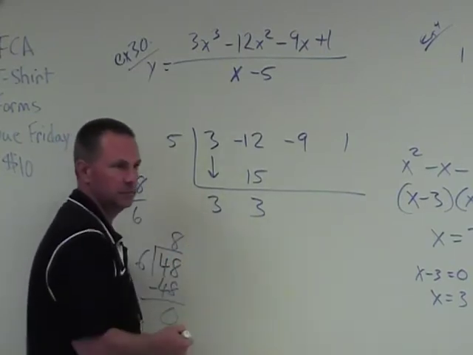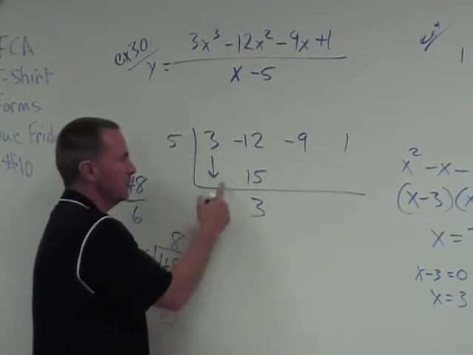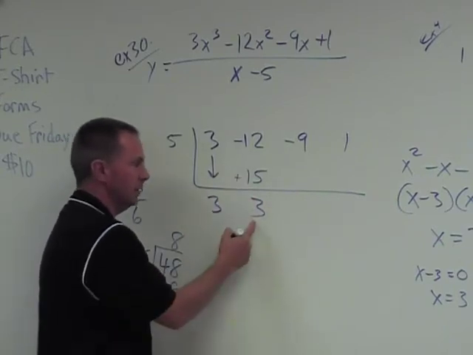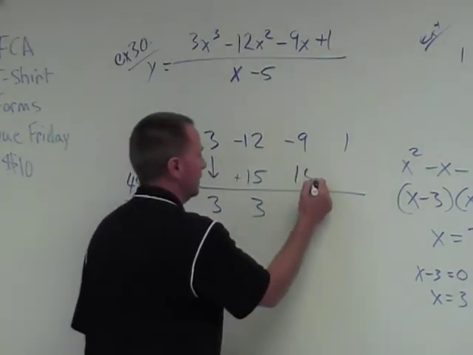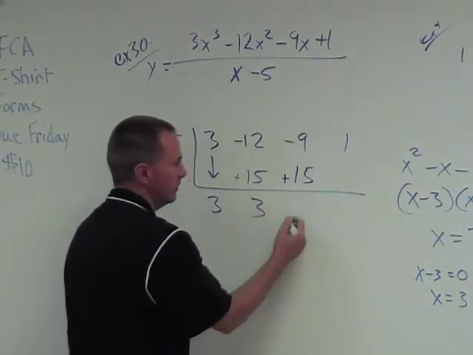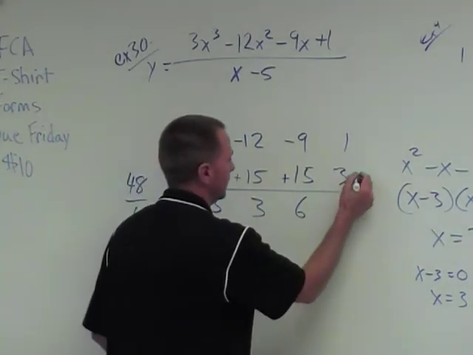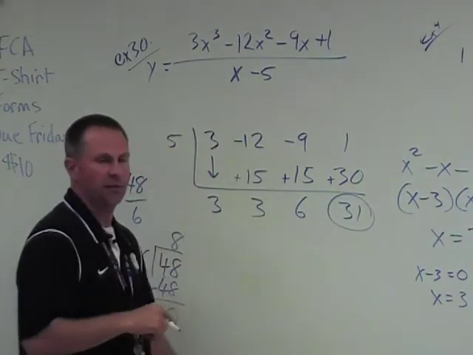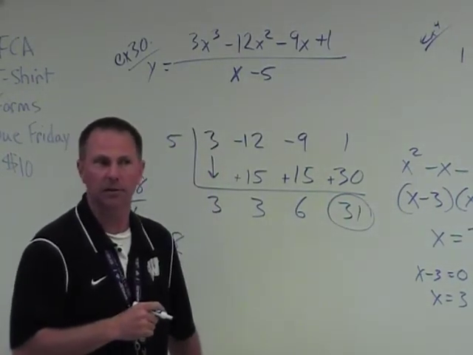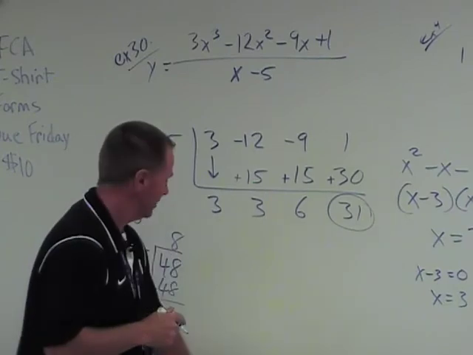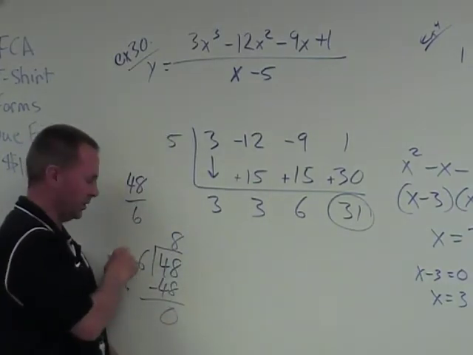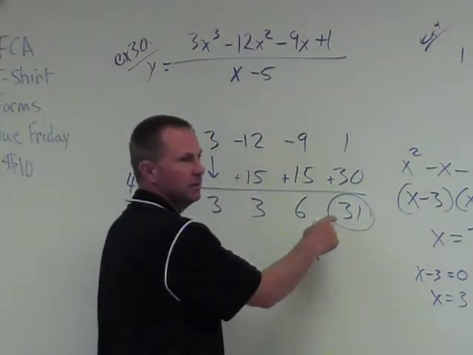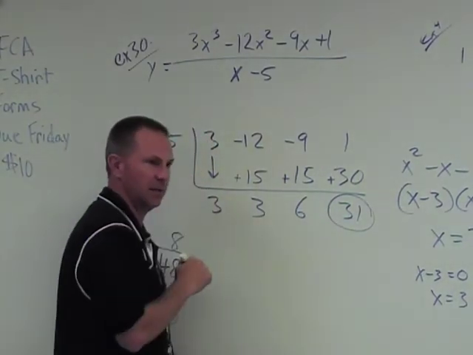Alright, finish it. Drop the 3 down, 5 times 3 is 15, add. Negative 12 plus 15 is 3. 5 times 3 is 15. Add again. 5 times 6 is 30. 31. That's your remainder. Is x minus 5 a factor? No. 6 is a factor of 48 because our remainder was 0. Our remainder here is 31. X minus 5 is not a factor.